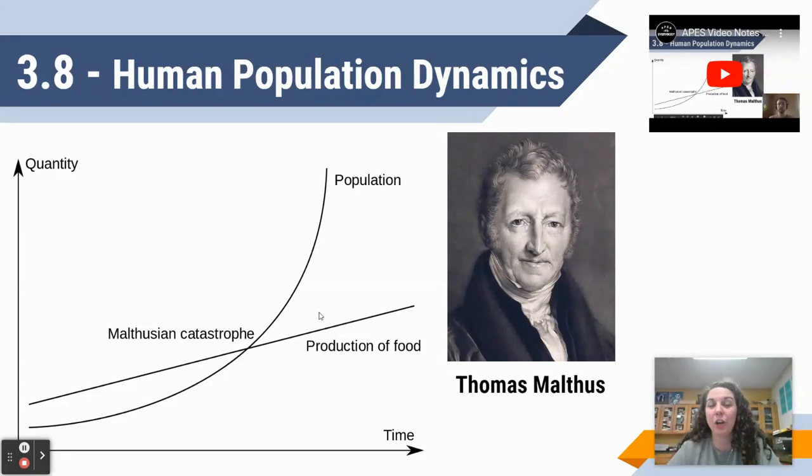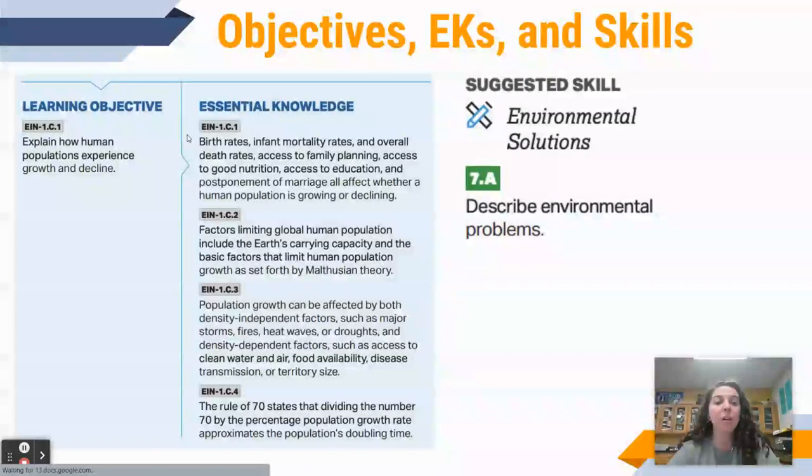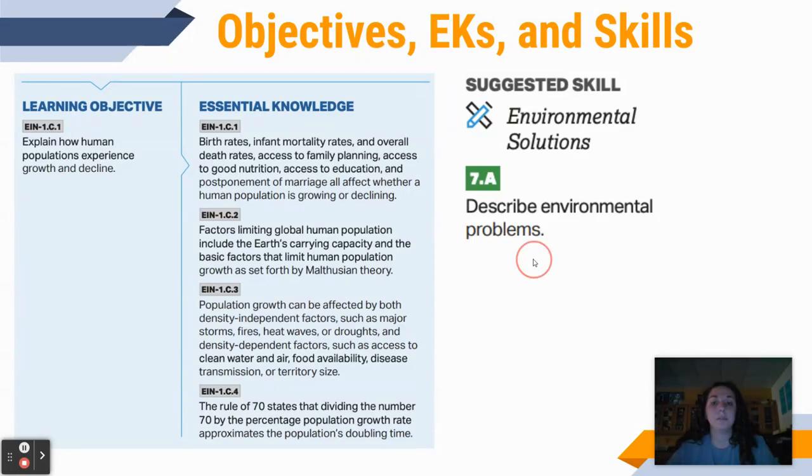But what he didn't know were all the technological advances that were going to be created that helped us to increase our production of food. So today we're going to be explaining how human populations experience growth and decline. Lots of factors there. We do have some math in here. And then we're going to be describing environmental problems.